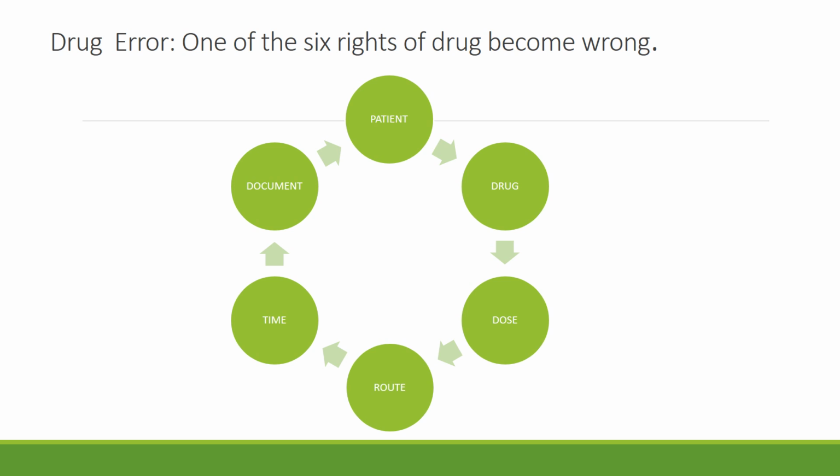As I said earlier, anytime one of the 6 rights of drug administration is incorrect, you have committed a drug error. And just a quick review, the 6 rights are the right patient, the right drug, the right dose, the right route, the right time, and the right documentation. All 6 have to be correct in order for drug administration to be accurate.